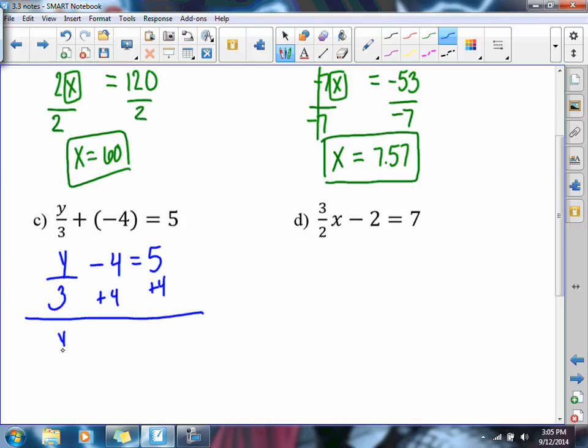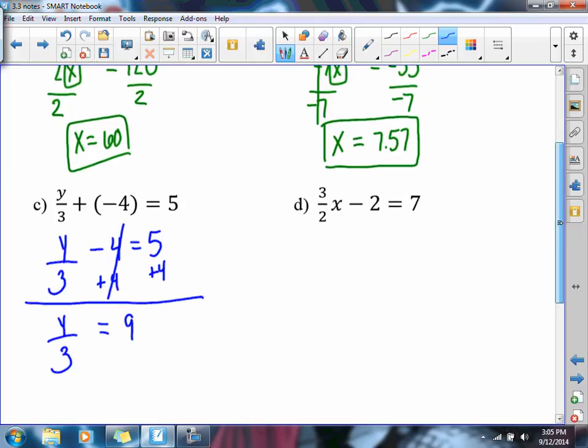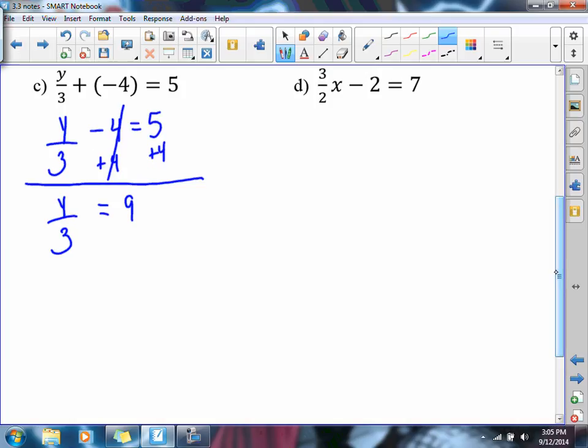So I still have my y divided by 3. The negative 4 and the plus 4 cancel, and 5 plus 4 is 9. Now the y is what I'm solving for. It's what I'm trying to isolate. My last step here, I have y being divided by 3. So to undo that, I have to multiply both sides of the equation by 3. So those 3's cancel, and I get the y all by itself. And 9 times 3 is 27.